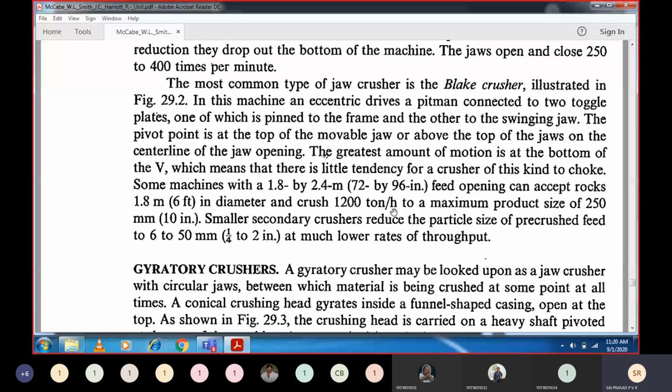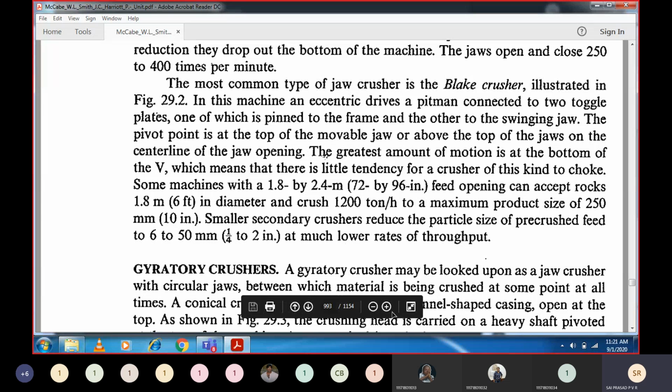So one common statement we can make: primary crushers will consume a huge amount of energy because they do the heavy work of compressing bigger sized particles. Smaller secondary crushers reduce the particle size of pre-crushed feed from 600 to 150 millimeters at much lower rates of throughput. Once the material comes out from the primary crusher, it can be sent to the secondary crusher. In the secondary crusher, further crushing will take place. But of course, the flow rates will be a little less compared to the primary crushers.